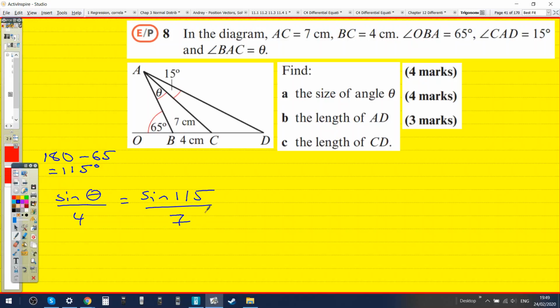So that will be equals to... I got 31.2.